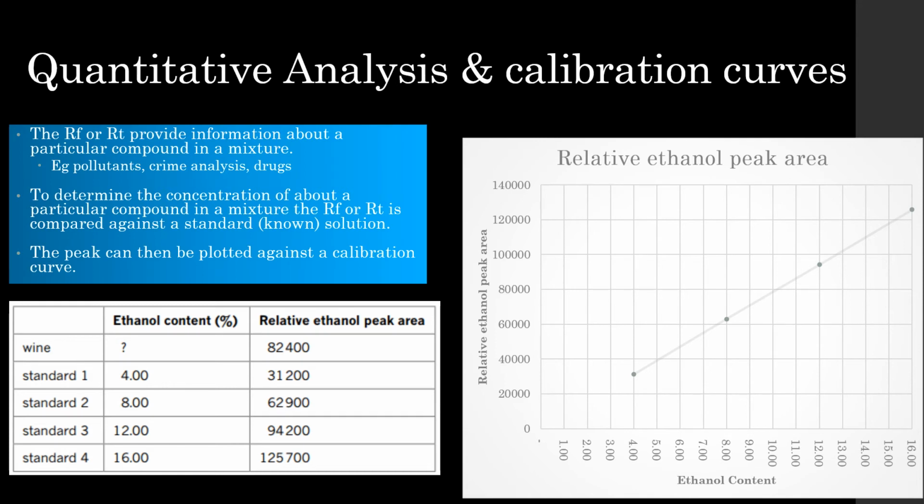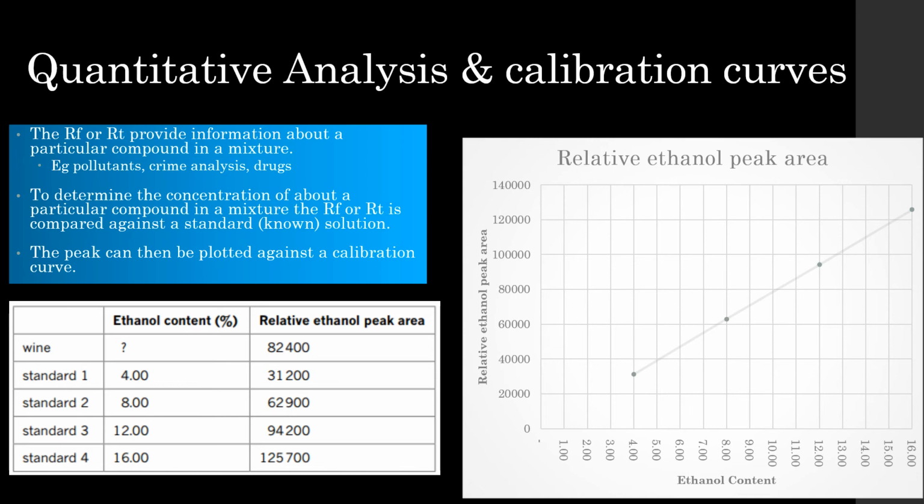So this is one we look at, this is ethanol in wine, but it could be the amount of protein in a substance or some sort of fatty oil. So if you're looking at olive oil or something like that in a substance, it's important for food as well. So the retention factor or the retention time can be used then to provide information about a particular compound in a mixture. So we can think about pollutants or forensics or drugs or anything like that. So spiking of drinks, or is there enough ethanol in the wine, for example.